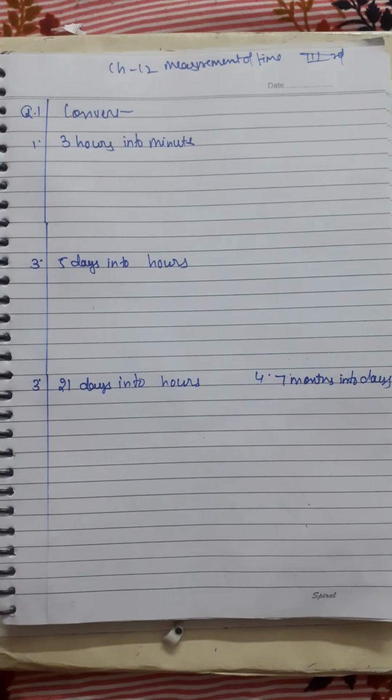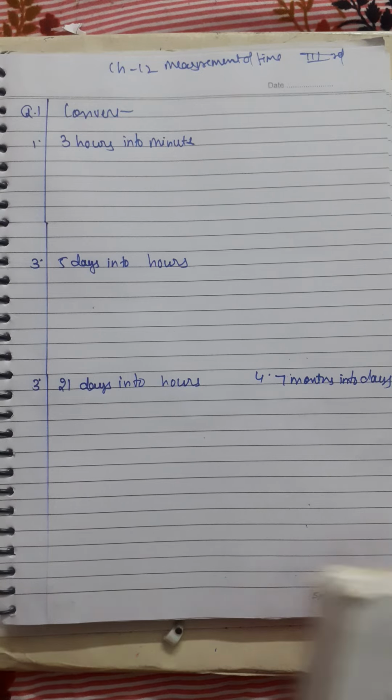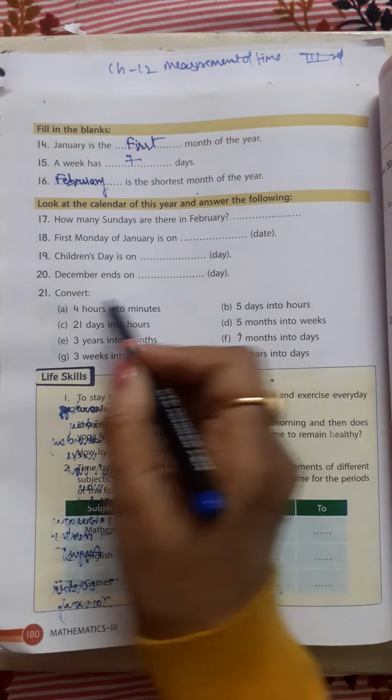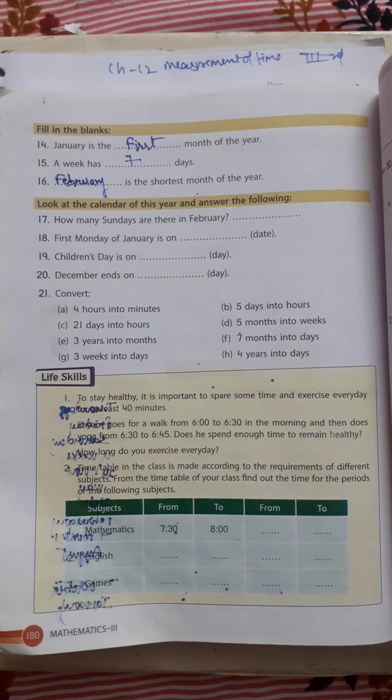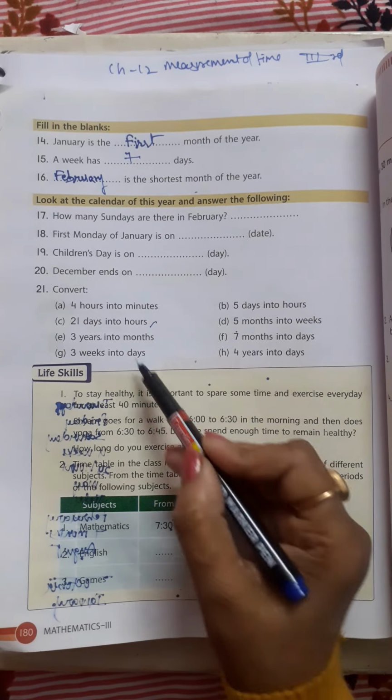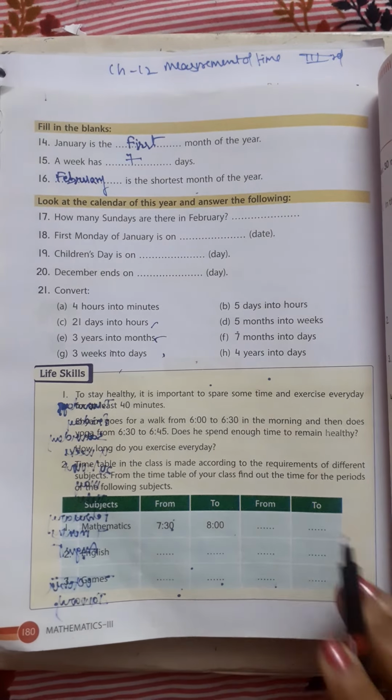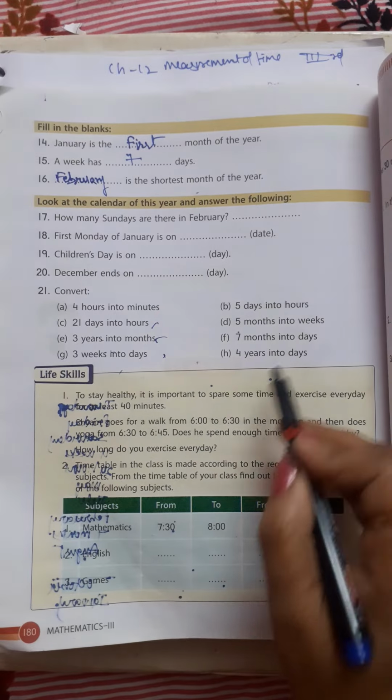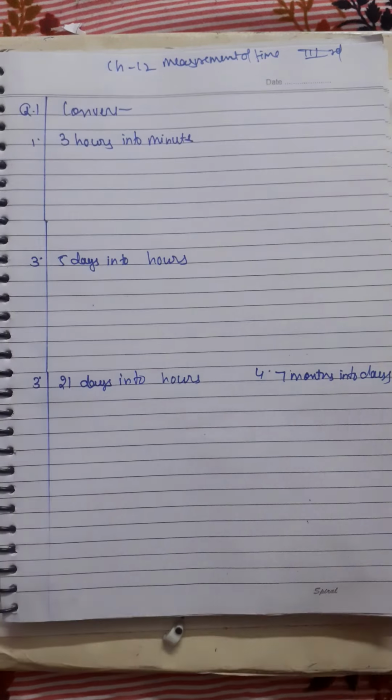Students, as you know, our syllabus is completed and now we are starting revision of chapter number 12. Chapter 12 के क्वेश्चन हम ऑलरेडी कर चुके हैं. Now we are doing some more questions. Here we will convert bigger unit into smaller unit: hours into minutes, days into hours, years into months, week into days. We will do these questions on page.